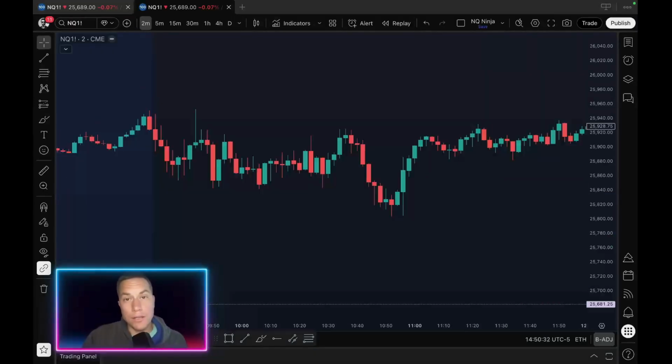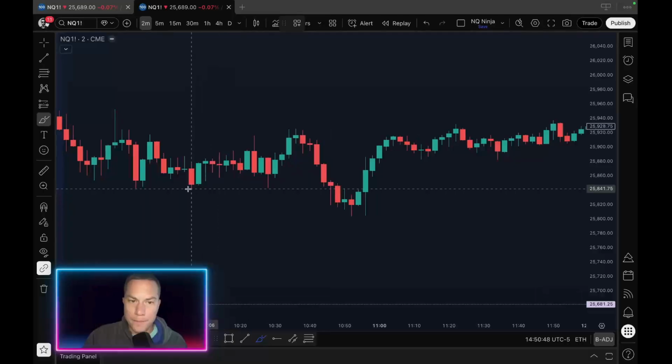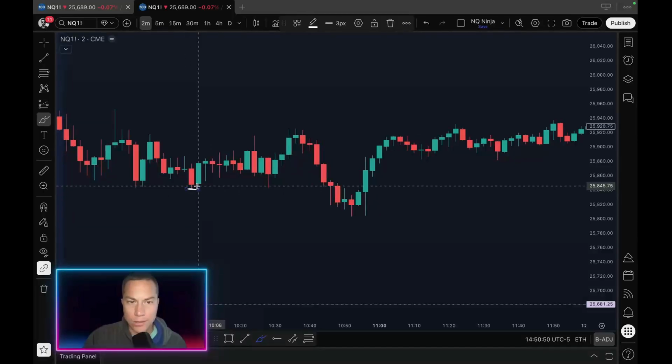The third indicator I use are candle highs and lows. What do I mean by that? Every time a candle closes and opens, it gives us information about what that candle is doing and what the markets are doing at that time. So this is a really good example of us having a higher low right here. Then we have another higher low.